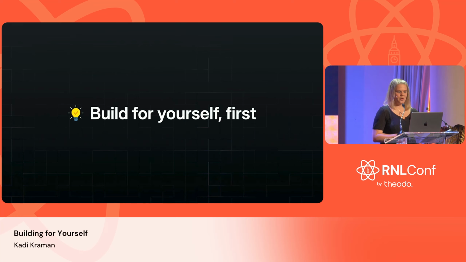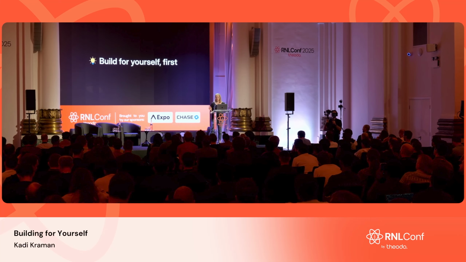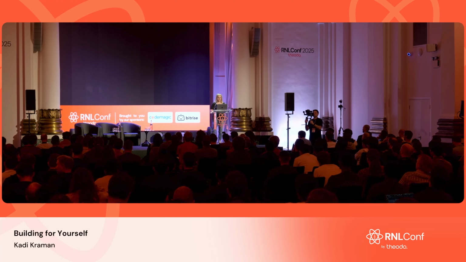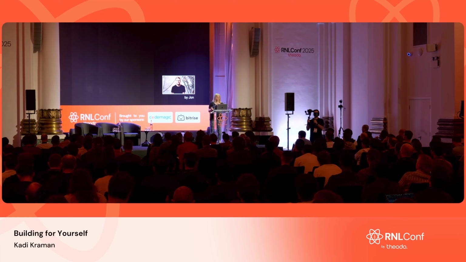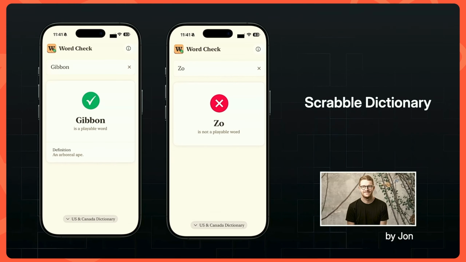Now, I asked around at Expo about other apps people have been building for themselves, because most people have a little side app. So I'm going to show you some other examples. John plays Scrabble with his in-laws, and they needed a convenient way to check valid words, because going on websites and Googling it was a bit tedious. So he built a Scrabble dictionary.